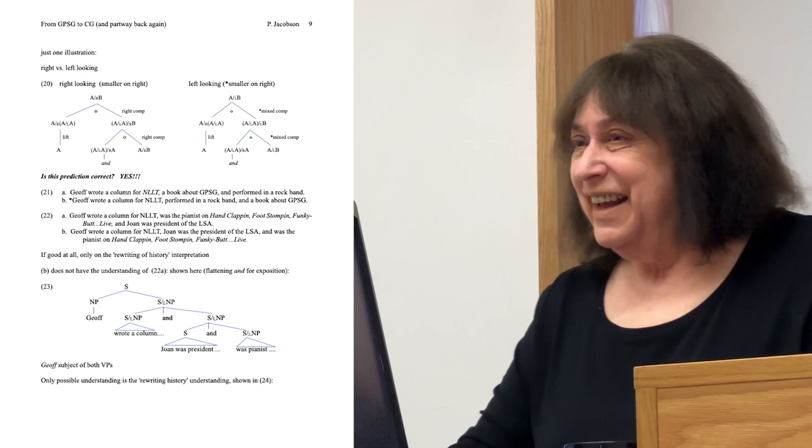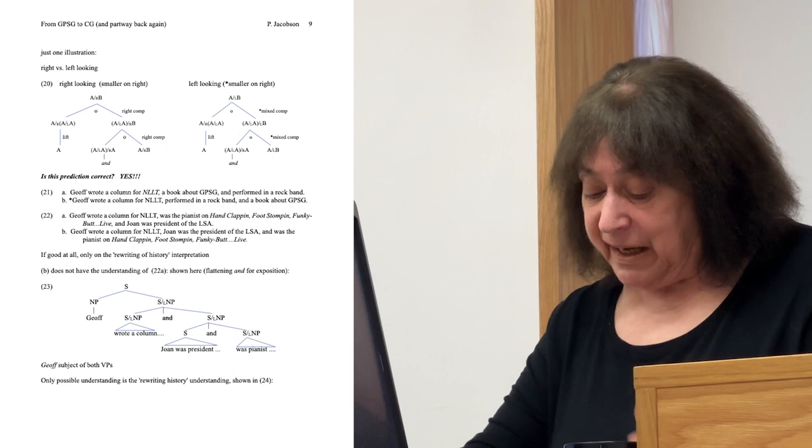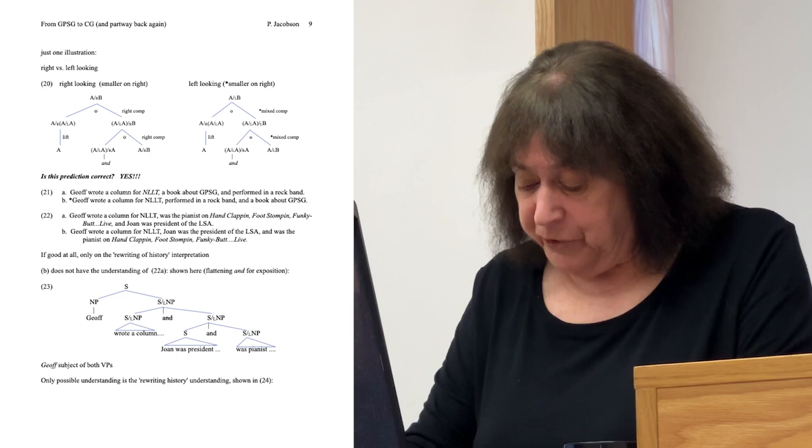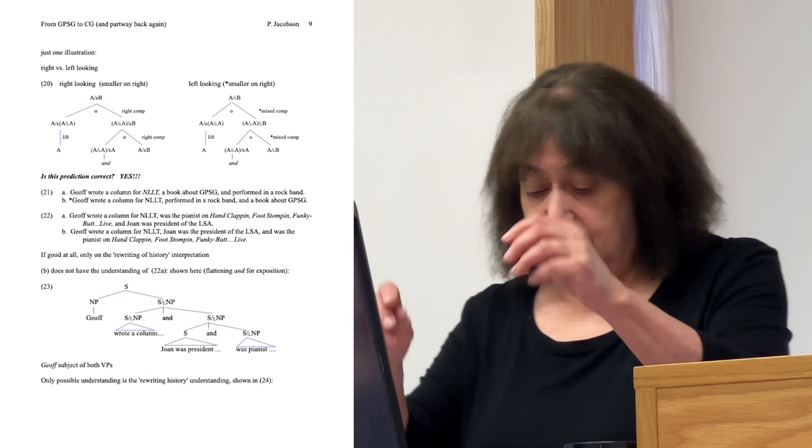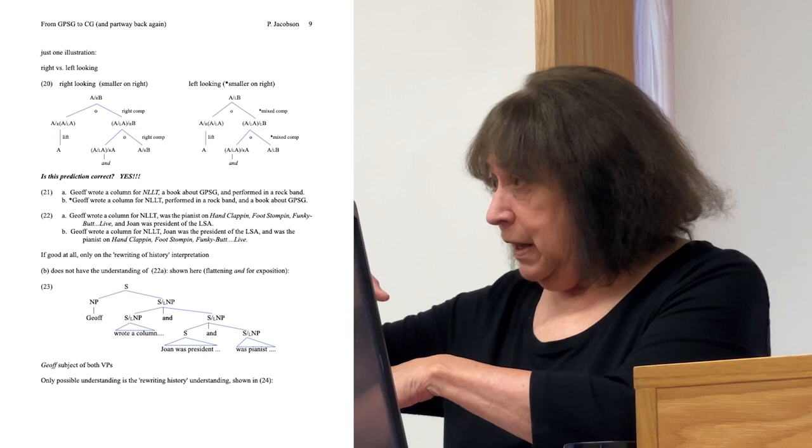Even cooler, let's try the ones where we're looking at sentences. So: Jeff wrote a column for NLLT, was a pianist on Hand Clap and Foot Stomp and Funky Butt Live, and Joan was president of the LSA. So we have NP, VP, and S. Now let's try to just flip the S and the VP. It's a good sentence, it's sort of good, it's medium, but it doesn't mean the same thing.